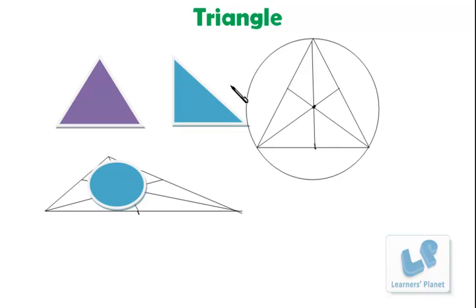Similarly, here we see a circle that is passing through the vertices of the triangle. That means this circle has circumscribed the triangle. So we can draw these sorts of circles.